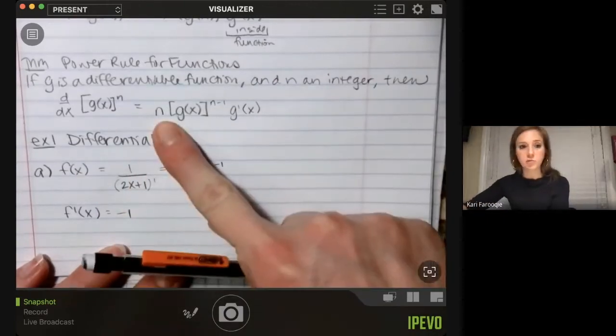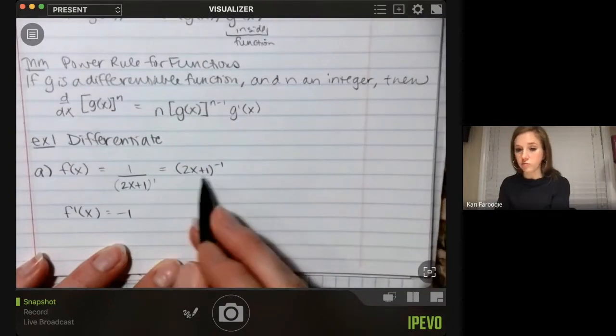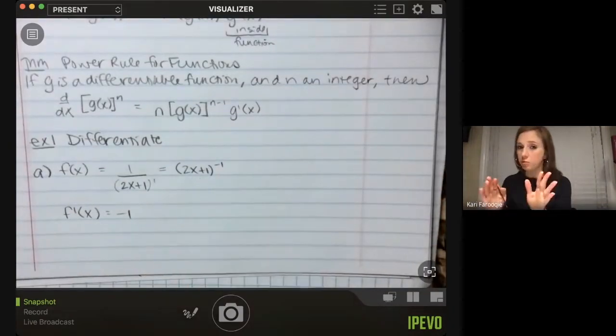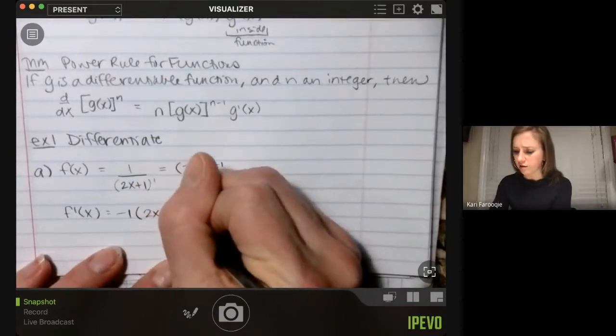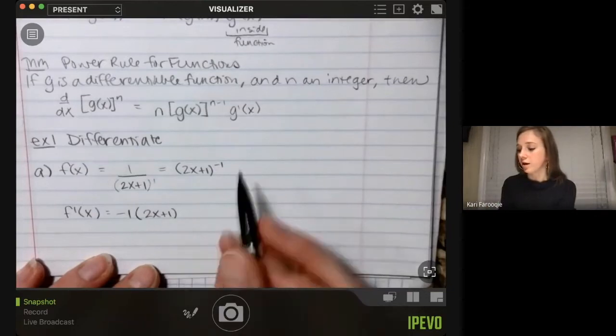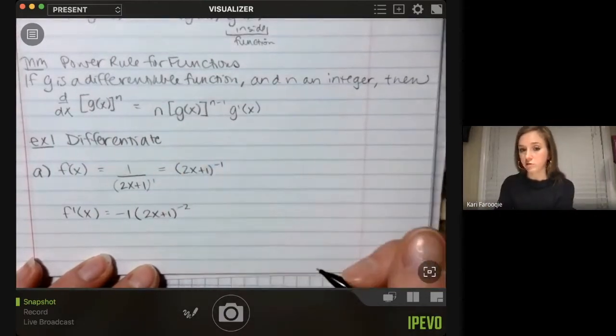So we're bringing the exponent down, and then we're rewriting the inside function. So don't mess with the inside function yet. Remember what I said, take the derivative normally until you get to the end. So just ignore it for a minute, just write it down, but act like nothing is weird. Nothing is happening here. And then decrease the power by 1. So -1 minus 1 is -2.